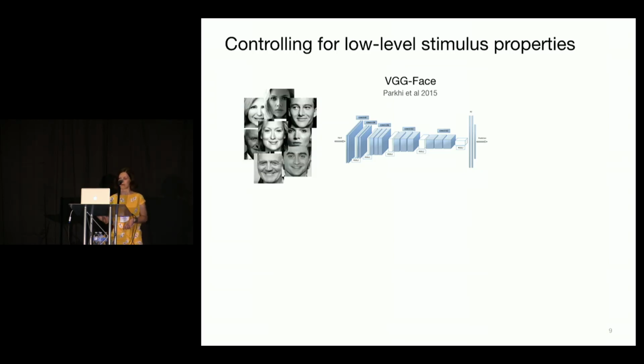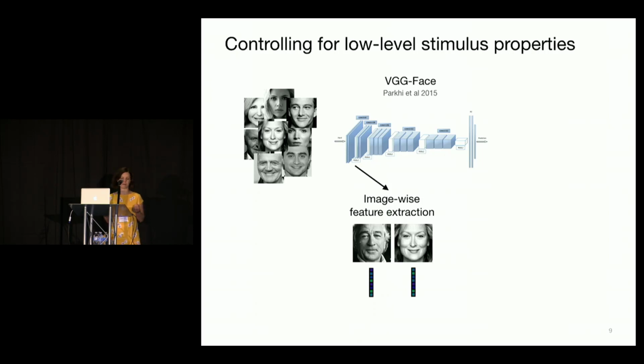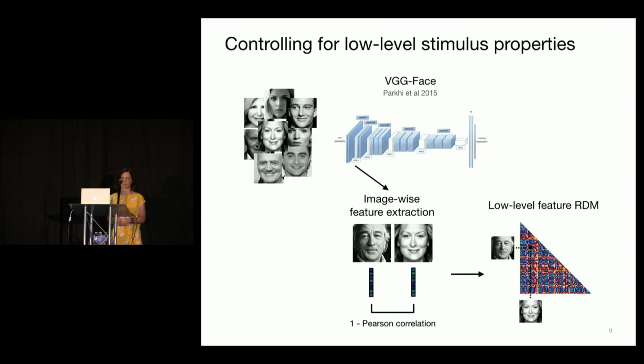So we would present this network with our stimuli and then extract the features from the second convolutional layer, and what we would then get is a vector of features from that layer for each of our stimuli, and we can again calculate the dissimilarity by using 1 minus correlation as a distance measure. That would give us a point in our RDM of how dissimilar these images are based on the low-level features. And this RDM, we would partial out from all the analysis. So everything I'm presenting today will partial out the low-level feature RDM.